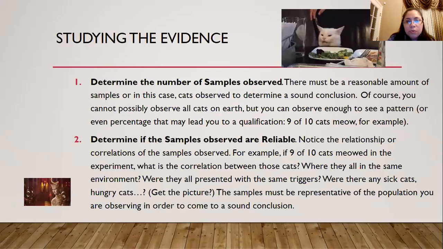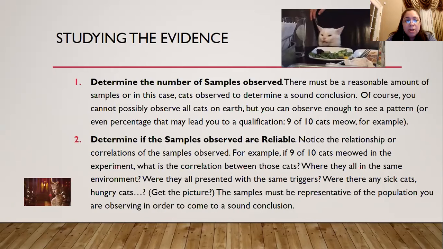Cats observed. A reasonable number of cats observed to determine a sound conclusion. Of course, you cannot possibly observe all cats on Earth, but you can definitely observe enough to come up with a pattern.